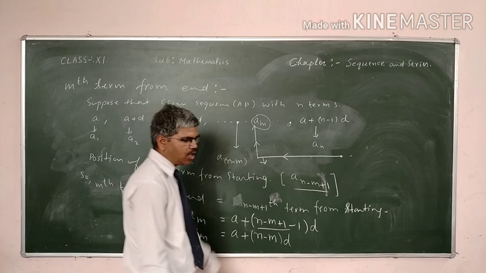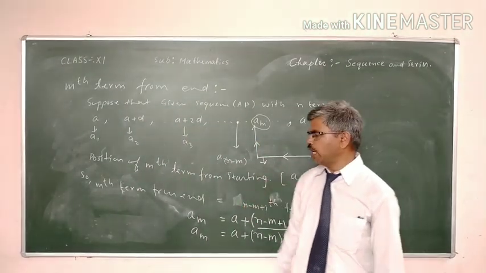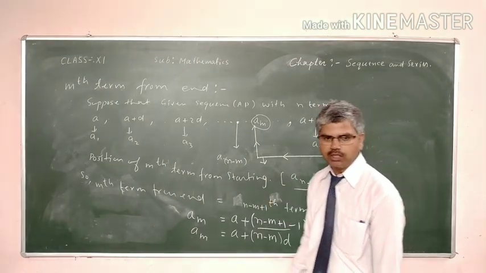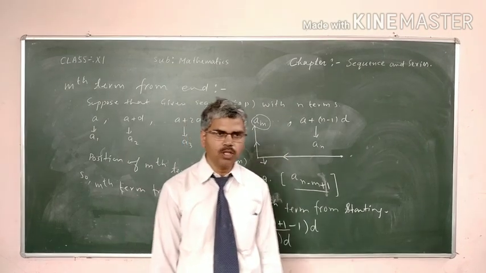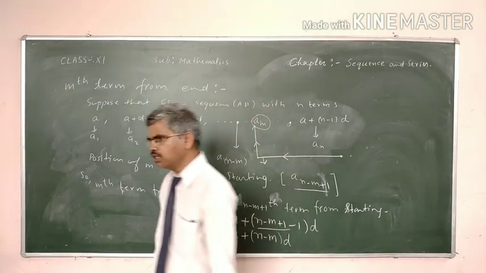So to find the mth term from the end, first you have to find the total number of terms in the sequence. After that you have to use this formula for whichever term you want to calculate. Now one example.